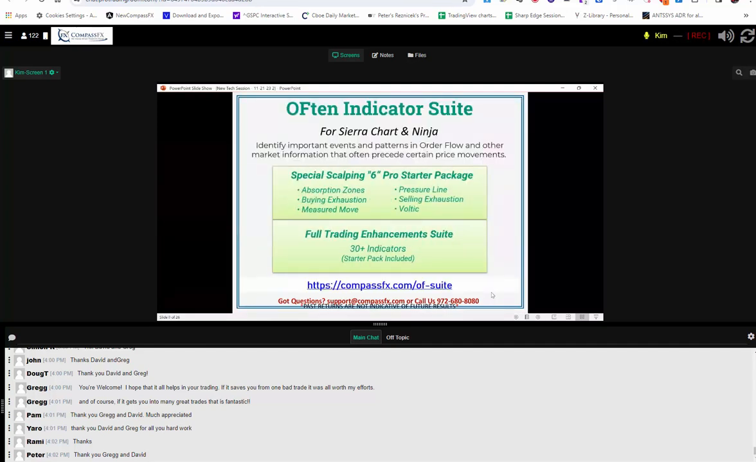But the two different packages that we have available currently are the starter package and the full package, which has 30-plus indicators in there and also includes the starter pack.